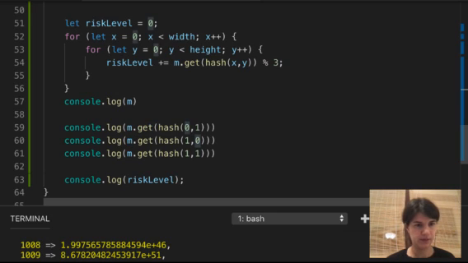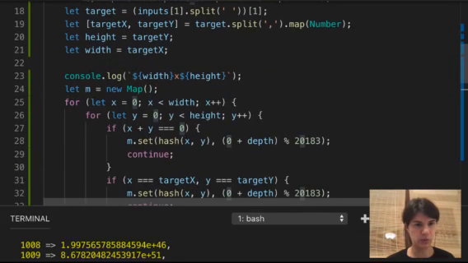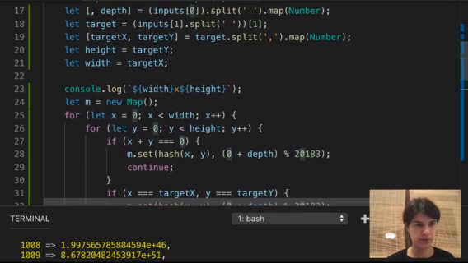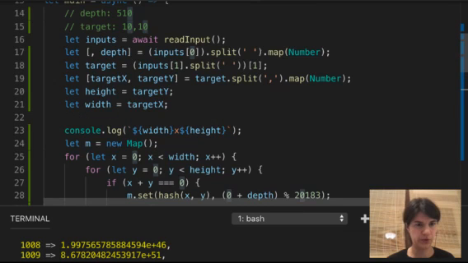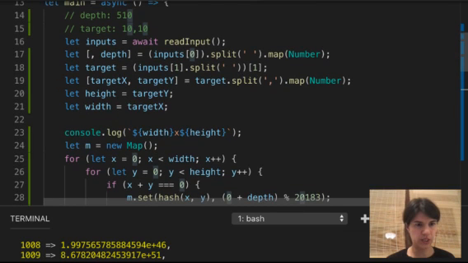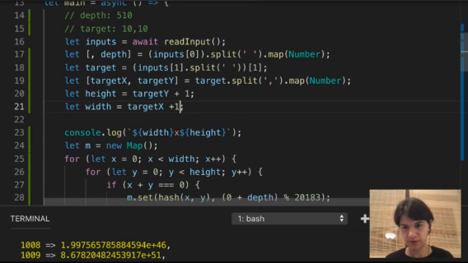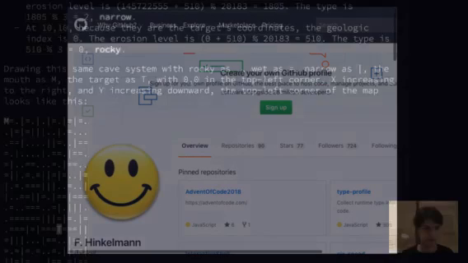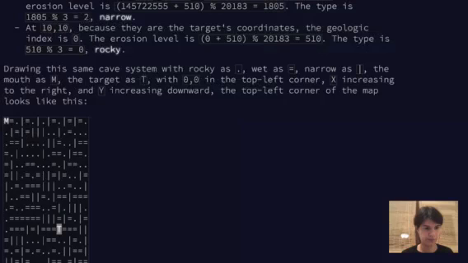Simple thing I can fix. I need to just go through my loop. Width equals target plus 1, target plus x. Oh, there are 3 levels: erosion level, geologic level, and risk. Okay. Yeah, I thought I was missing something here. Wrong window, sorry. Okay.